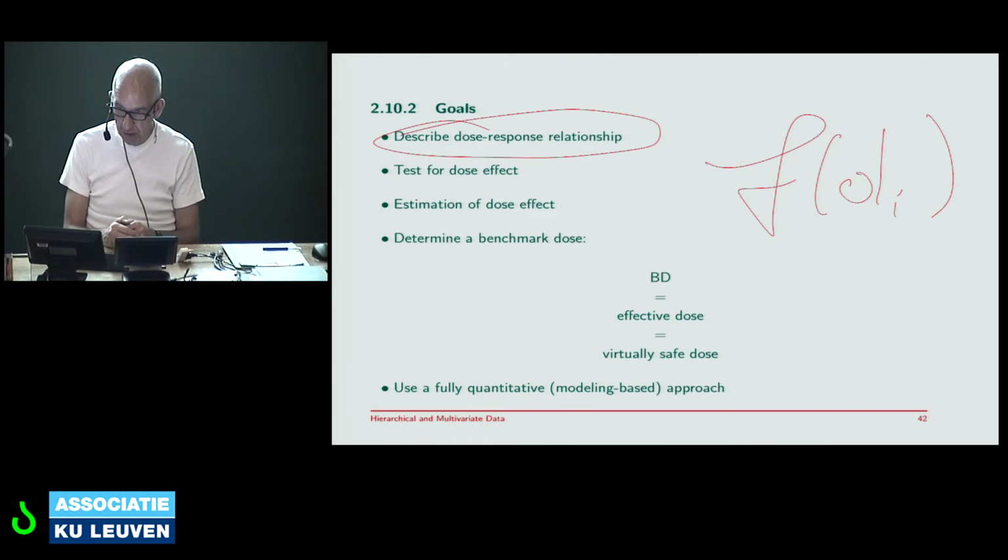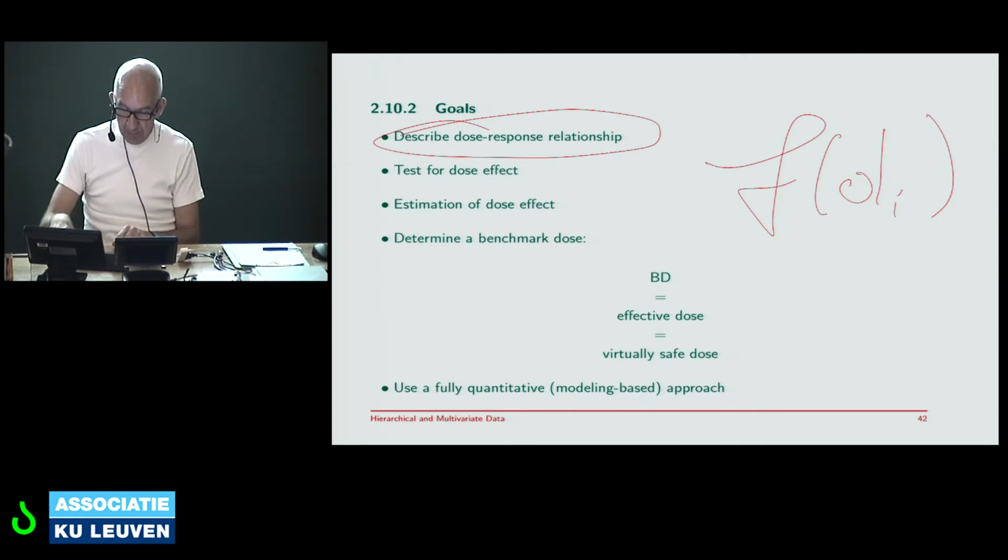So that function may contain parameters, but if all the parameters associated with dose are close to 0, we may not have a dose-response relationship. It may be trivial. So then that would be good, because it would mean that the compound is actually relatively safe. We could estimate the dose effect.